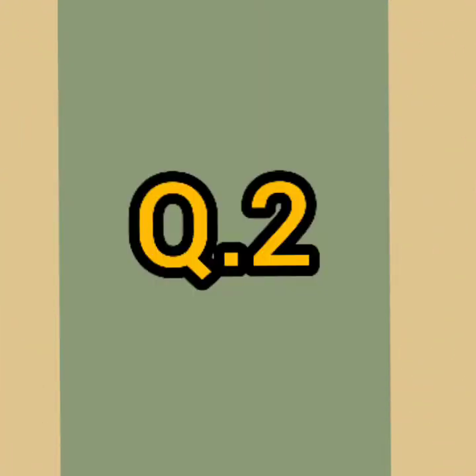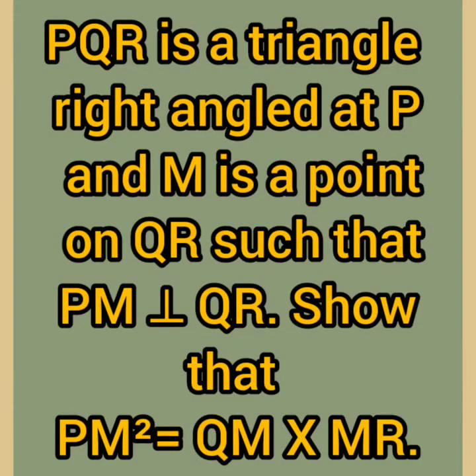Okay, dear students. Now exercise 6.5, question number 2. You just see the figure. PQR is a triangle and it is right angled at P. That's why I have written P here. It is right angled at P and M is a midpoint of QR.